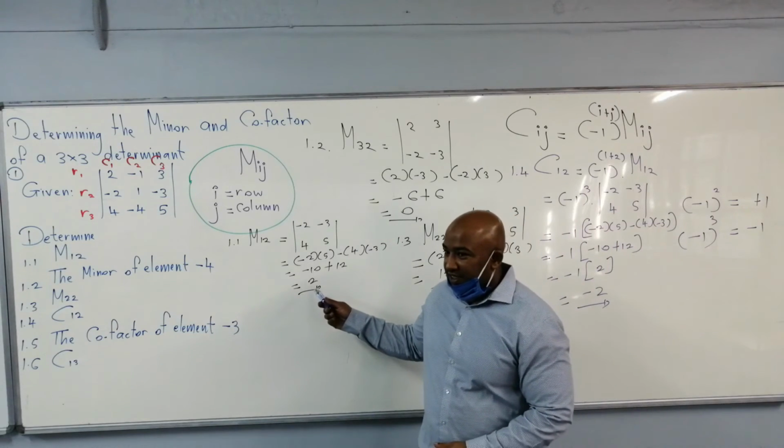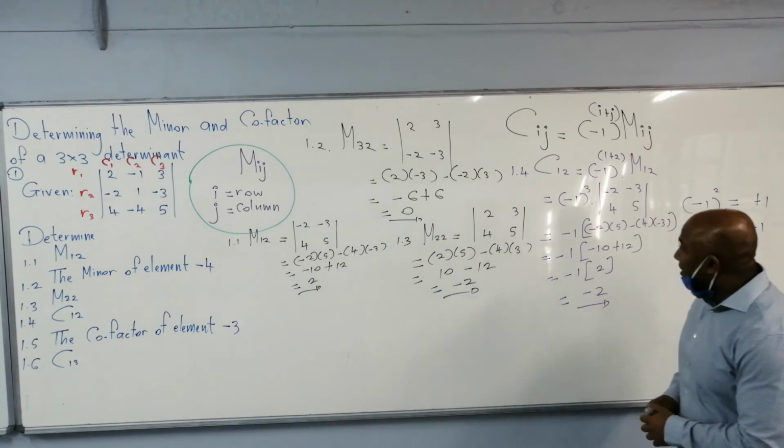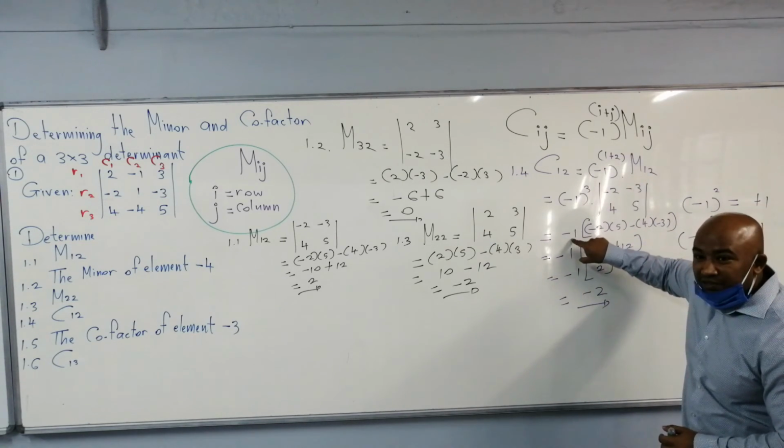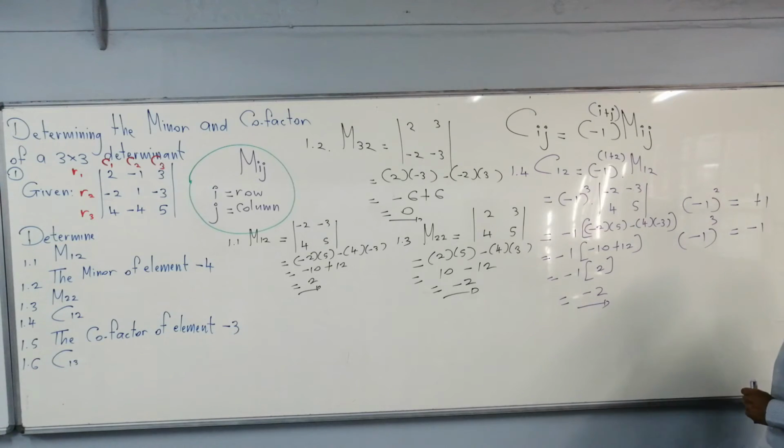Remember, you're looking at this. This was a positive 2 for only the minor. But now we don't have only the minor, we've got the negative 1 to multiply. So negative times a positive will be negative.